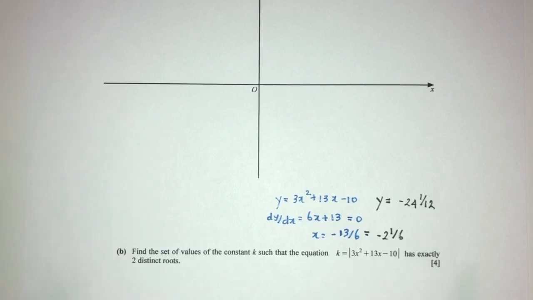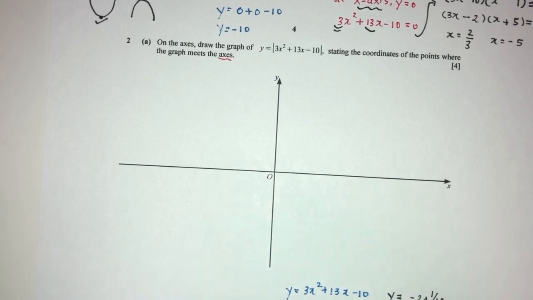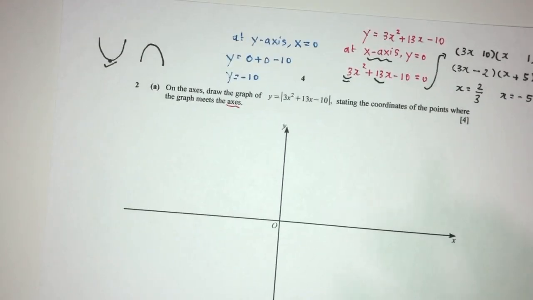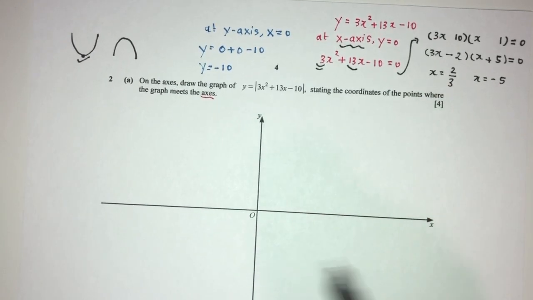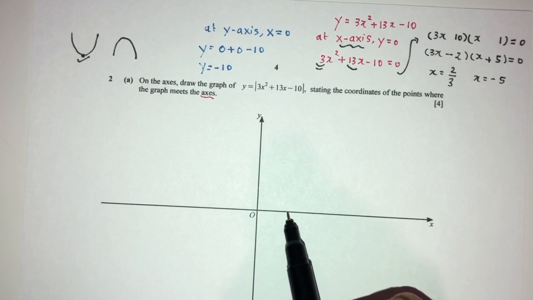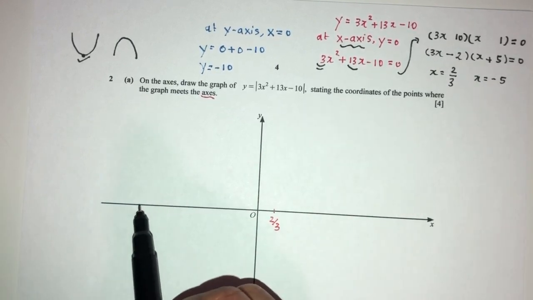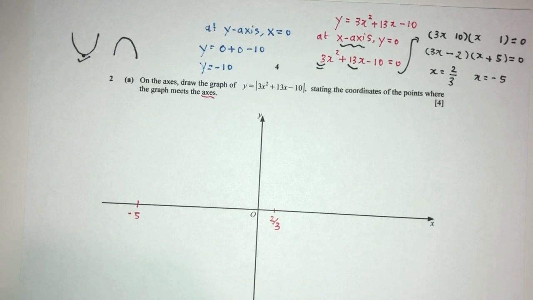Again, this is the graph without the modulus. So let's first draw this graph. Again, this is not the final answer. It is just a draft before your answer, right? So let's first mark those points. First thing first, let's mark the points where it cuts the axis. So x equal to, let's say, 2 over 3 should be something over here. Minus 5, let's say, is something over here. Again, I'm only using approximation. I don't really know where these values are.